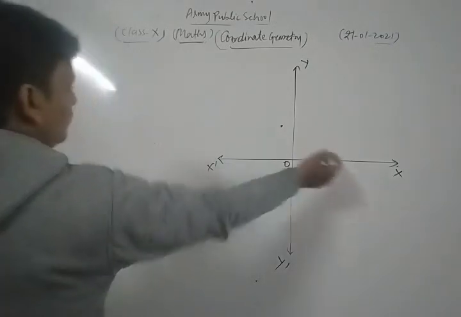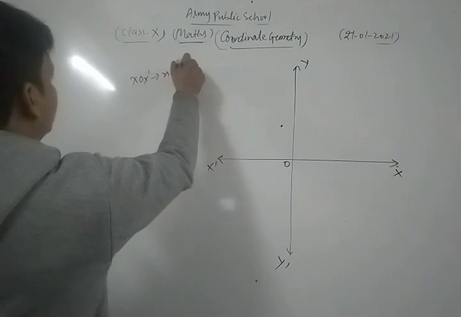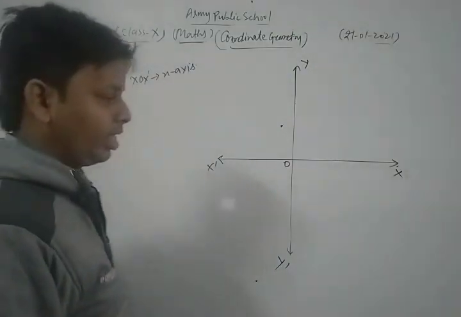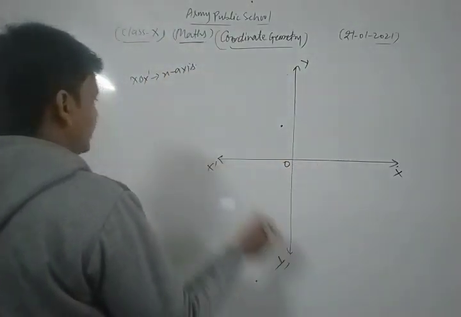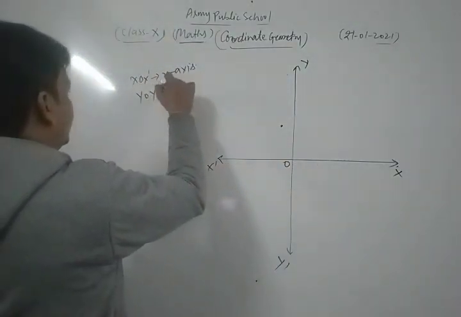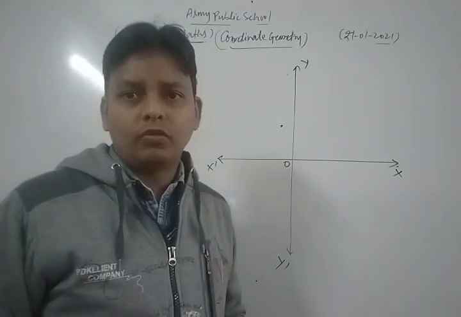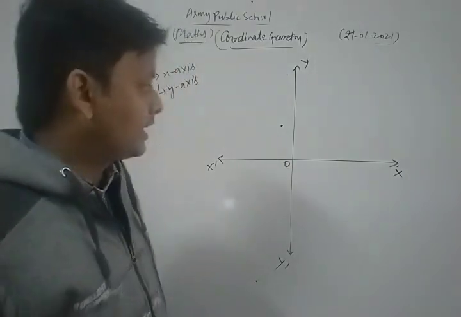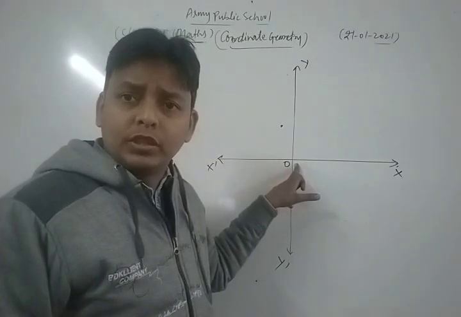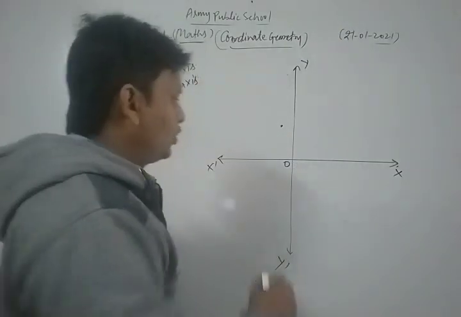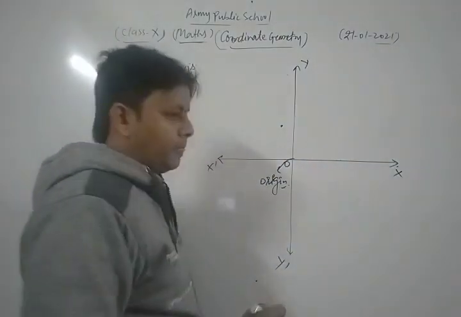Listen, the line X O X dash is known as what? X-axis. And Y O Y dash is known as what? Y-axis. One important thing is that the point O is known as what? Origin.